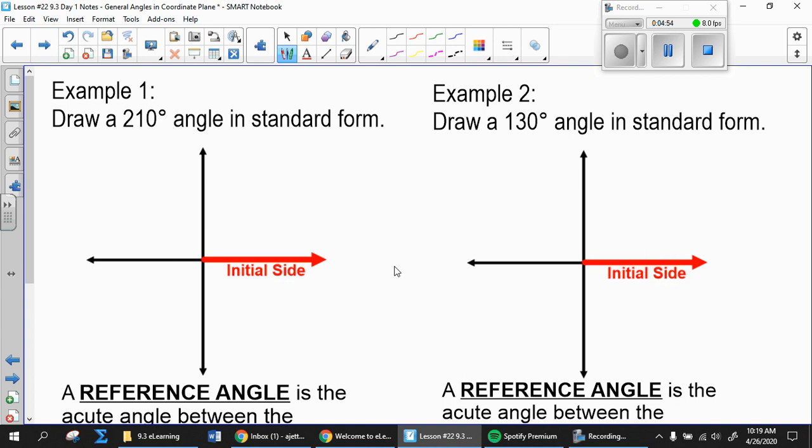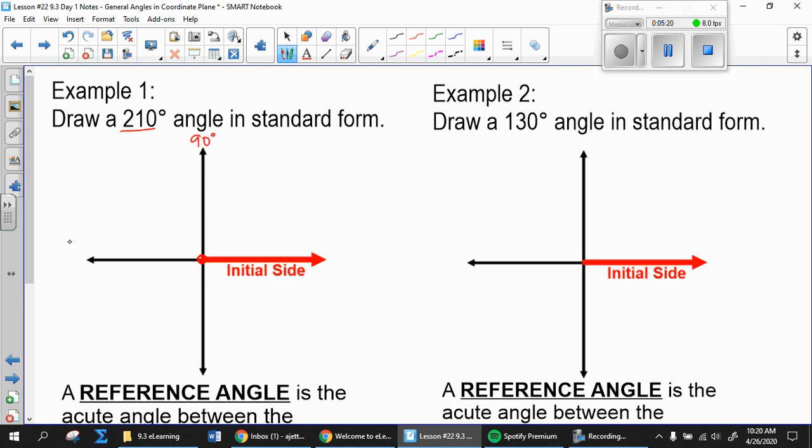So let's look at this first example here. It says draw an angle that is 210 degrees in standard form. Standard form, again, just tells us that the vertex is here at the origin, and our initial side is on the positive x. That's already here for you. 210 is positive, so we know we're rotating counterclockwise.